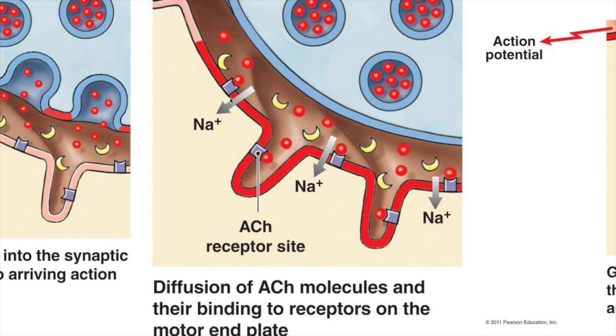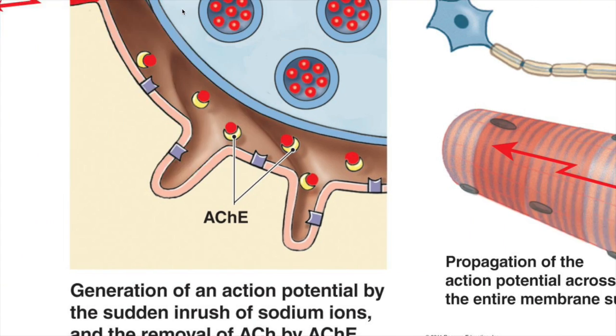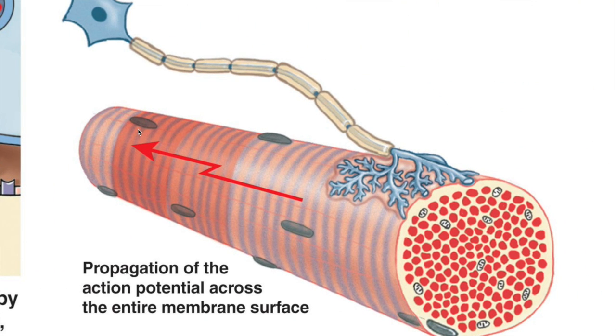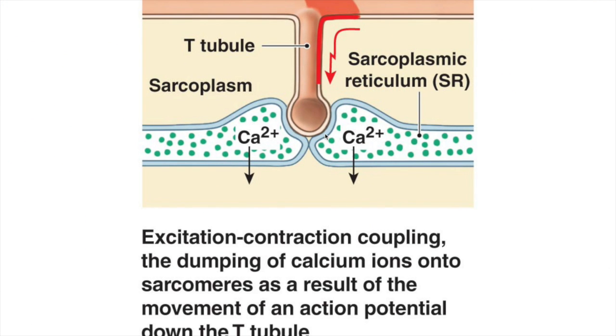And these acetylcholine receptors are ion channels, and they allow sodium ions to rush into the cell. Remember, the sodium concentration is higher outside the cell, so when sodium channels open, sodium wants to go into the cell just due to diffusion. And this is going to generate an action potential, and that action potential is going to spread along the sarcolemma. Here it is, spreading along the sarcolemma and down the T-tubules. And when it gets to the sarcoplasmic reticulum, it's going to cause calcium to be released.